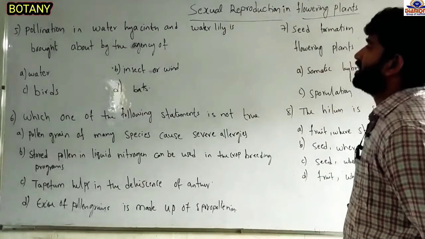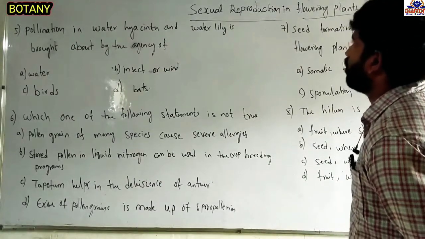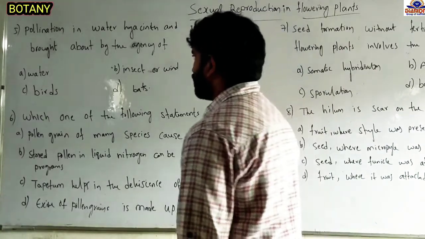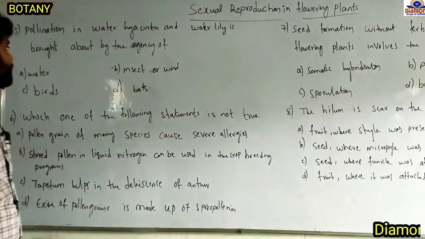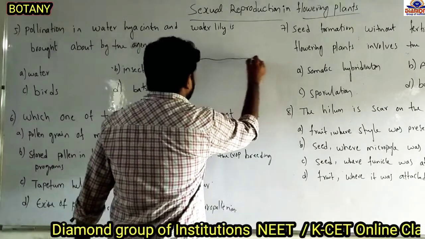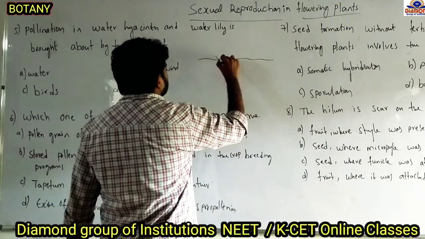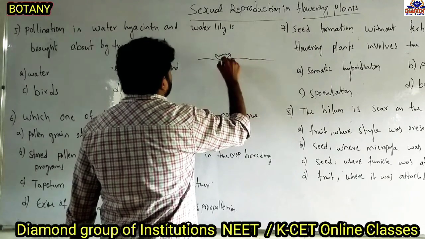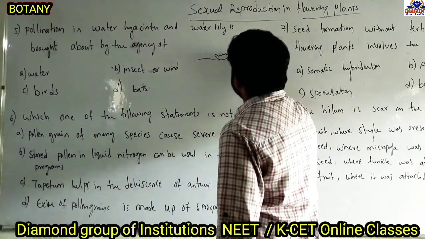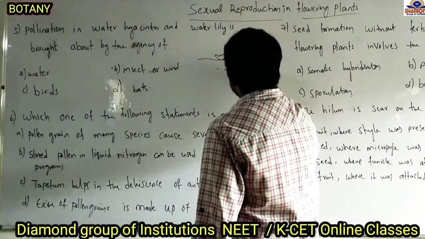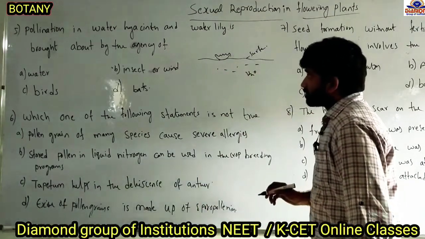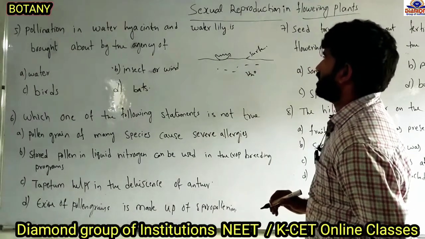Next question. Pollination in water hyacinth and water lily is brought about by the agency of what? These are water hyacinth and water lily. Their flowers are present on the surface of water. If the flowers and plants are on the surface of water, this is the water and this is the surface, so pollination can take place.